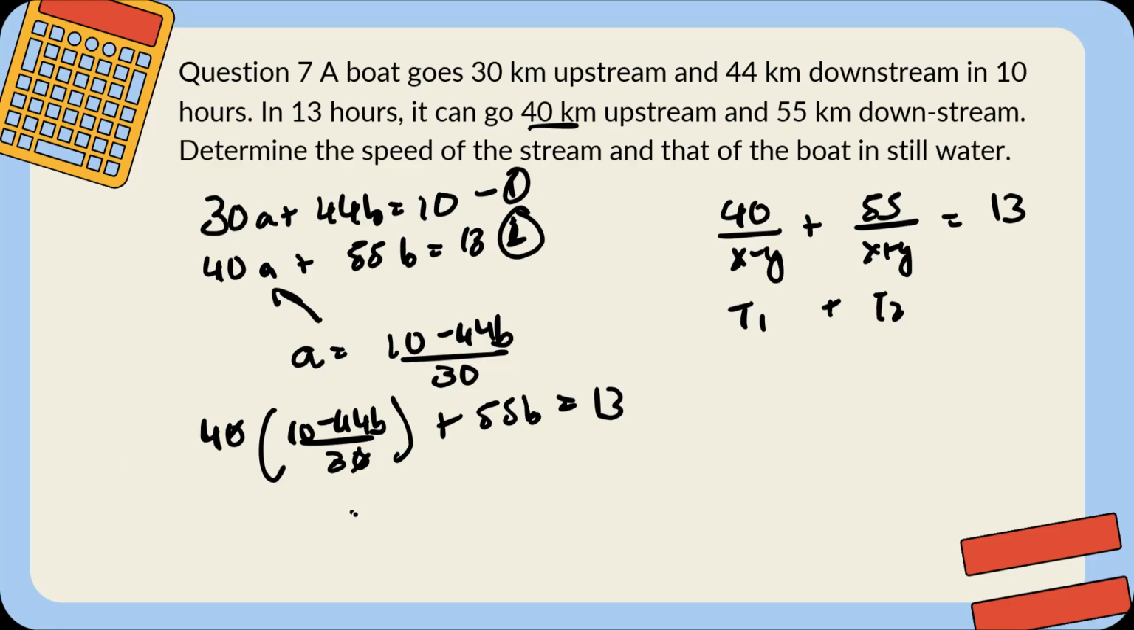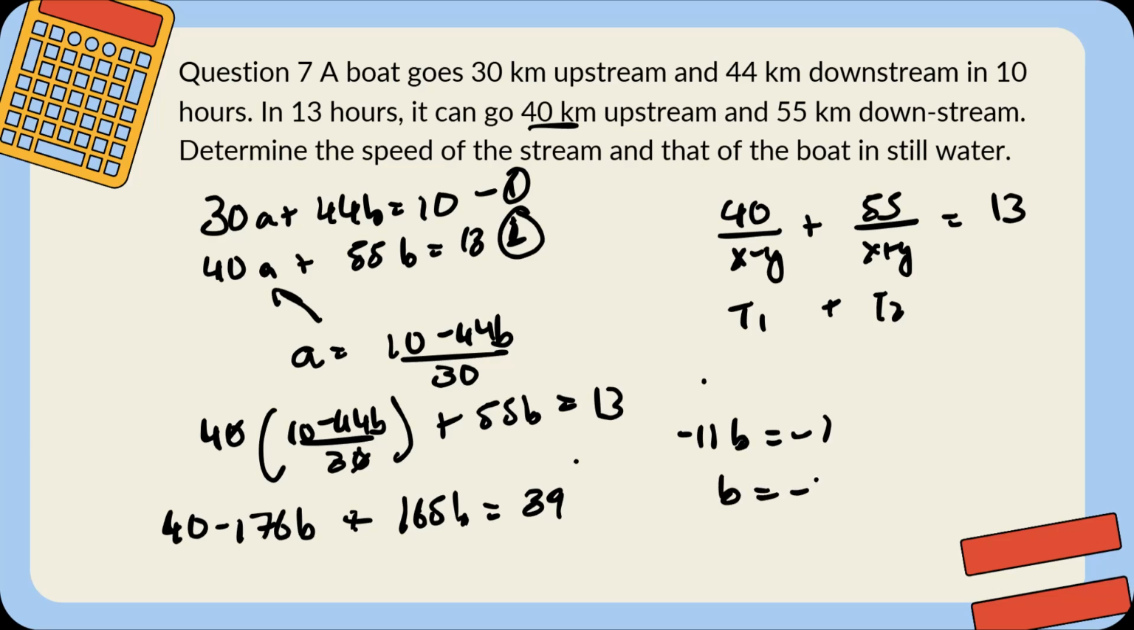So 55b will become 55 into 3, which is 165b. 13 into 3 will become 39. Then we have 4 into 10, which is 40, minus 4 into 44b, which is minus 176b. Now we have to arrange them in the correct order, variables to one side, numbers to the other. So 39 minus 40, and you will get minus 11b here. 39 minus 40 is minus 1. So b is 1 by 11.